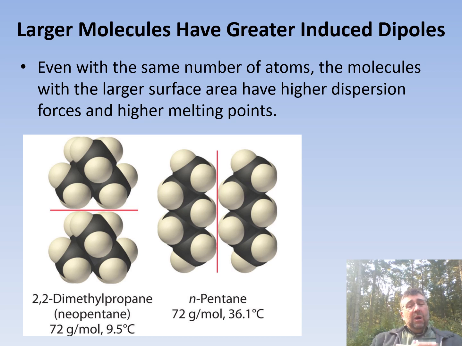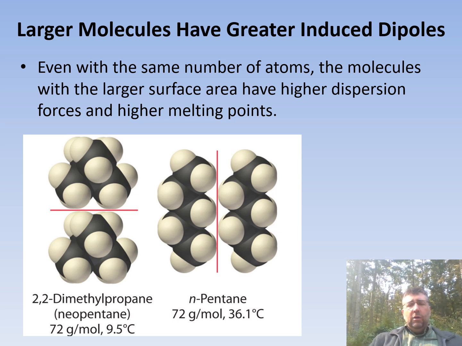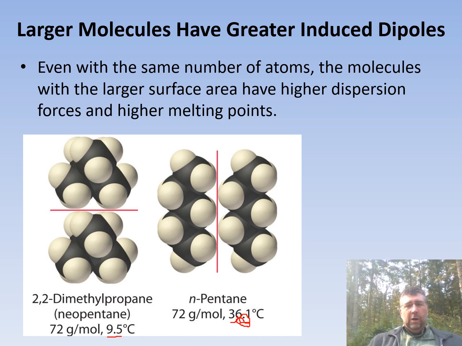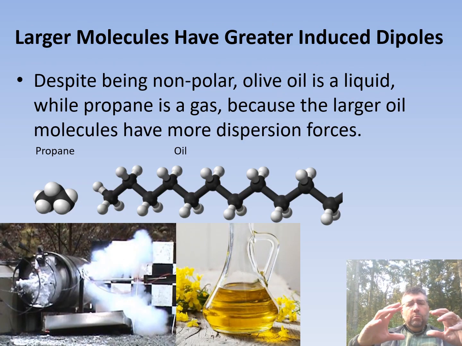Even molecules with the same number of atoms will have higher dipoles based on their geometry. How many places can the electrons go? Which has a larger surface area that allows electrons to migrate and induce these dipoles? So substances that have greater surface area or larger molecules will have higher melting points. Here is an example of a substance whose melting point is 9.5 degrees Celsius, while this one, which is more spread out, has a higher melting point at 36.1. So molecules will have greater induced dipoles the larger they get.